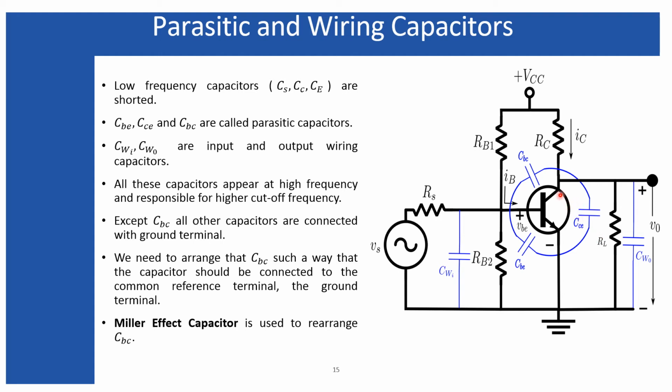In addition to these parasitic capacitors, there exist two network capacitors which are called the wiring capacitors. The CWI, which is called the input wiring capacitor, is appearing between this base contact and this ground terminal. And similarly, the CWO is appearing between the collector contact and this ground terminal.